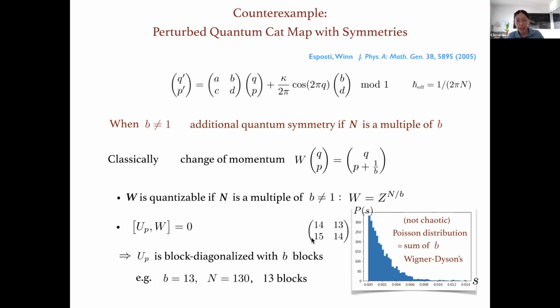Okay, so that's about this counterexample, the perturbed quantum cat map with symmetries, and how the level statistics look. So we know from level statistics that this model shouldn't be fully chaotic. Now let's look at what coefficient entropy says.